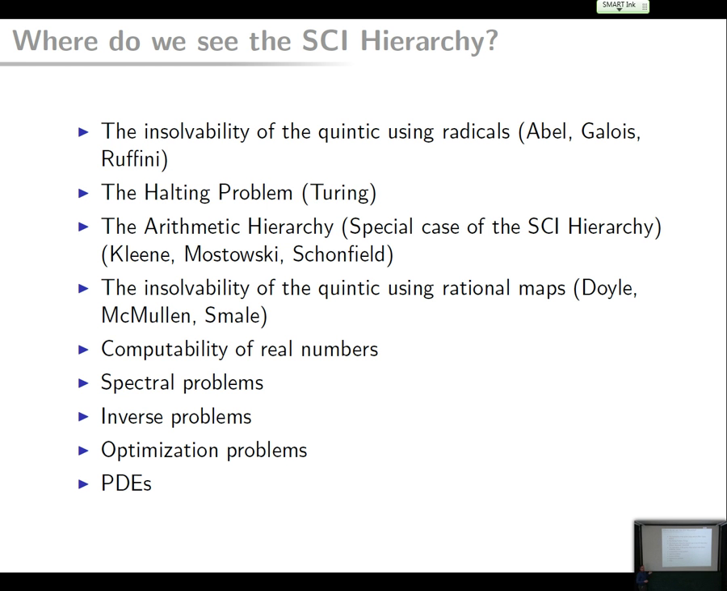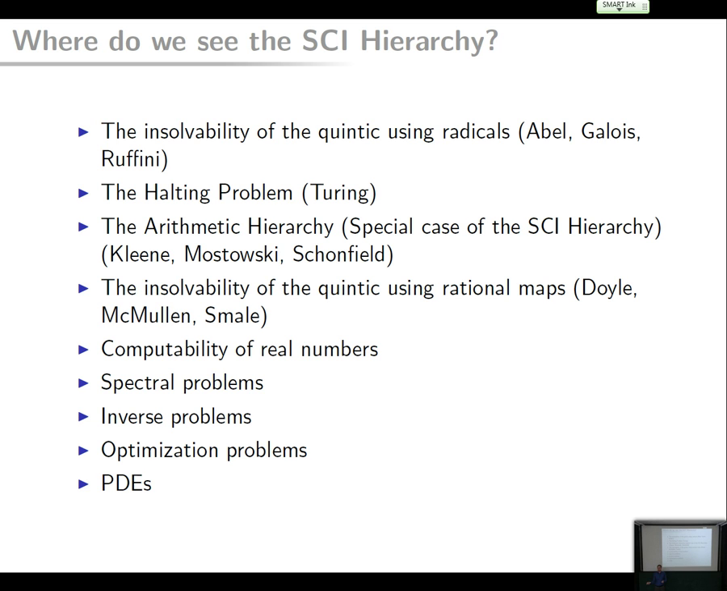All right, where do you see the SCI hierarchy? So nobody can really claim that they invented the index. The index has been there since, well, early. And it shows up in a lot of different areas of mathematics. So I've mentioned this before. The insolvability of the quintic is a classification problem. It just asks, is the problem delta 0 or not?